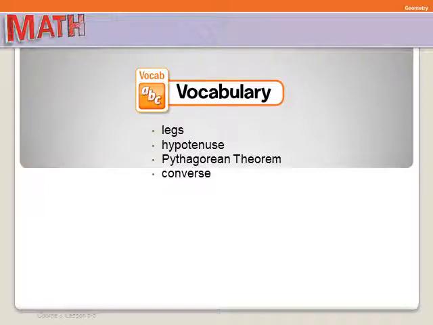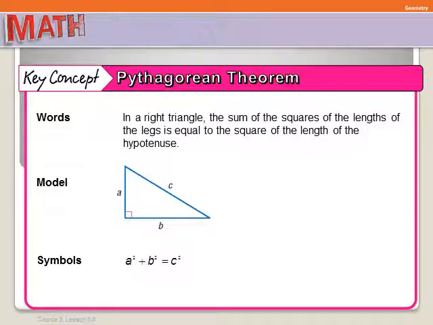So we have some new vocabulary like legs. We will learn what is the meaning of the legs of a triangle, what is the meaning of the hypotenuse of the triangle, and what is the Pythagorean theorem. So in any right triangle, the sum of the squares of the lengths of the legs is always equal to the square of the length of the hypotenuse.